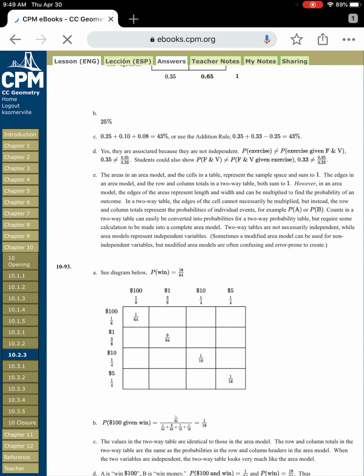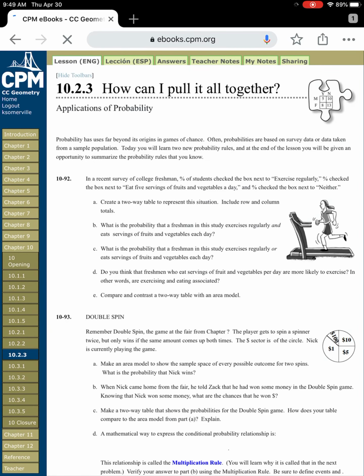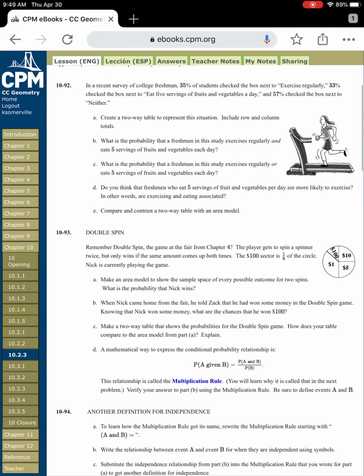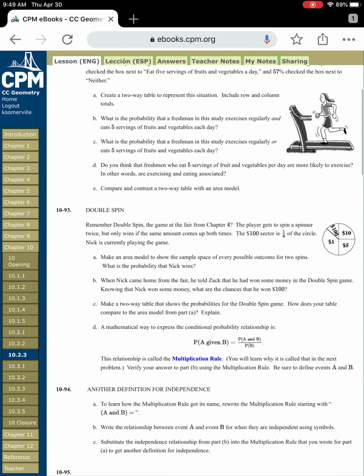In 93, which was the spinner problem, let's look at that quickly. So the double spin game, where we're given a spinner, they tell us that that $100 sector takes up 1/8 of the circle. We're assuming that that's a right angle between 10 and 5 there. So it looks like 100 is 1/8, $1 would be 3/8, 10 would be 2/8, and 5 would be 2/8, or 1/4 each. So those are the probabilities we'd be working with.